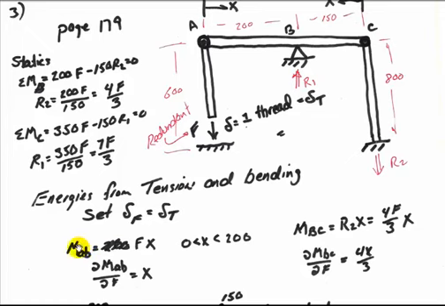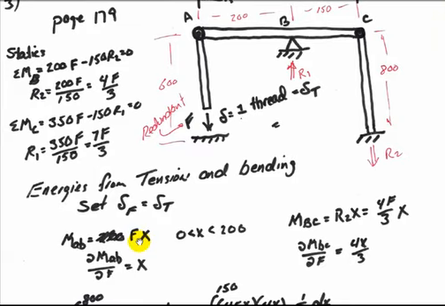Okay, I want to write my moment in section AB. That's this section, and my moment in section AB at any location given by this x is this force times x. So it's just F times x. And the partial of my moment with respect to F is x.